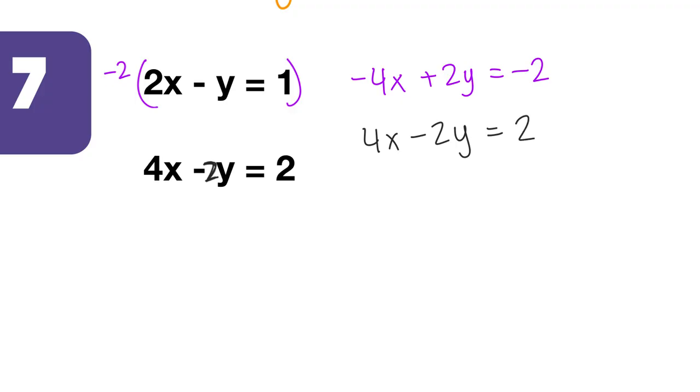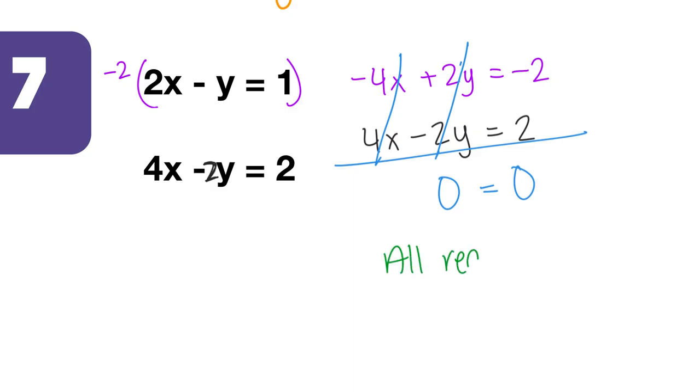Now watch what's going to happen here. My x's cancel out, my y's cancel out, that's 0, equals negative 2 plus 2, which is 0. So in this case, your answer would be all real numbers. And that would be my answer. So this one was a quick one. Make sure you know all real numbers and how to solve it.